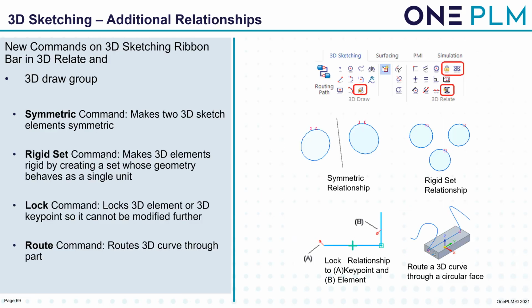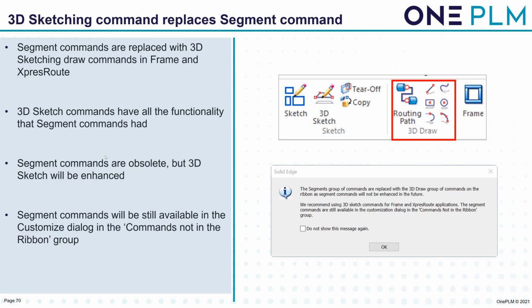In 3D Sketch, we've got some additional relationships. Quite often I've had quite a few people asking about this Symmetric command. So now within the 3D Sketch, we've got our make two 3D Sketch elements symmetric. We've got a rigid set command similar to the 2D one available in there. We've got a lock command, so lock a 3D element or 3D key point so it cannot be modified. And we've got a route command, so it routes the 3D curve through a part. That's because obviously we've got something else changing as well, so we'll see that in a minute.